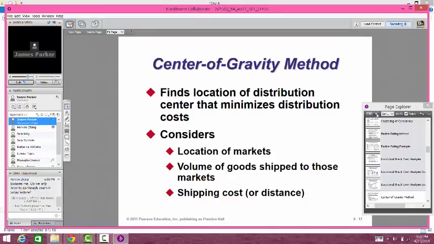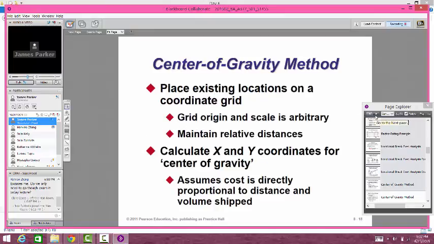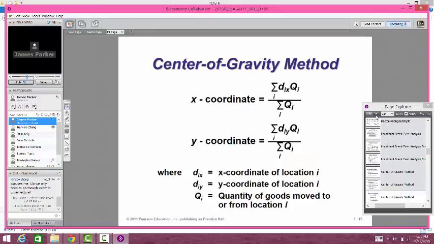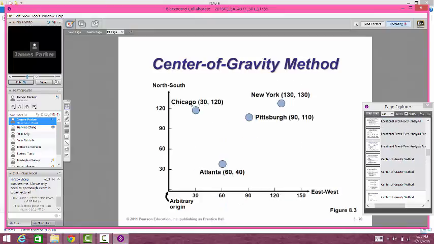Now the center of gravity method, I'll tell you right up, I'm just not a big fan of this because it doesn't take into account enough variables in transportation. I'll show you. So it finds the location that minimizes distribution costs: location of markets, volume of goods, shipping costs. So that all seems to make sense. But what they do is they basically come up with an XY, a graphing type solution, and they're going to plot out the markets and then put the manufacturing facility in the center. So they're going to do the summation, they're going to put everything out on coordinates. And so here's what it looks like.